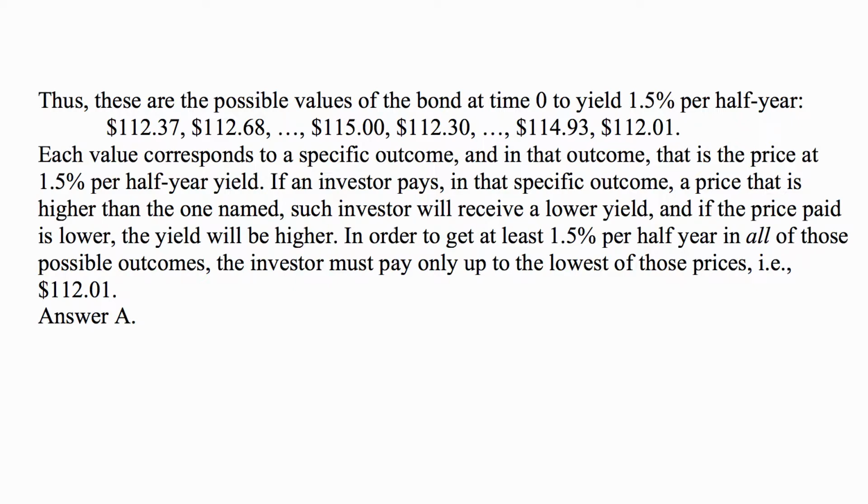If an investor pays in that specific outcome a price that is higher than the one named, such investor will receive a lower yield. And if the price paid is lower, the yield will be higher. In order to get at least 1.5% per half year in all of those possible outcomes, the investor must pay only up to the lowest of those prices, so 112.01, which is answer A.